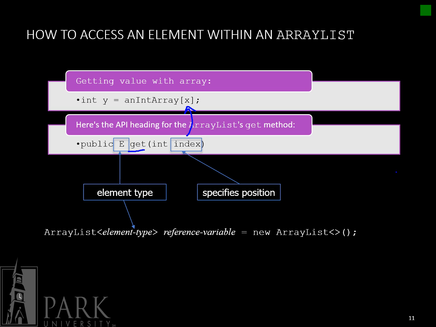And so this E is the same thing, that's the element type. Here you can see our syntax for our declaration of our ArrayList. In our previous example, we had Student, right? Well, this E is really representing Student or Car or whatever, okay? It's just a placeholder. So when you're reading the API headings and you see this capital E like that, just note that it represents an element object.